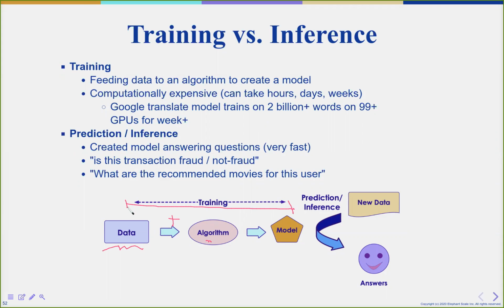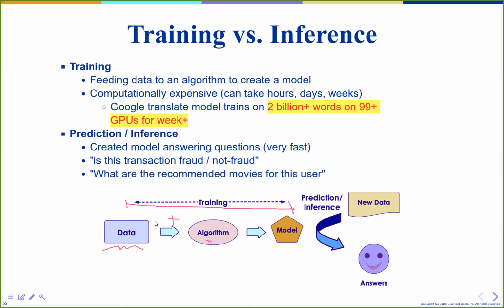And this is the most computationally expensive operation in AI. Just to give an example, take a look at the Google Translate model. This is kind of on the other end of the spectrum, but it gives you an idea. The input data is 2 billion words, and they train on about 100 GPUs for 1 week. That's the kind of training we're talking about. It takes an enormous amount of compute power. Depending on the data and the algorithm, some trainings can take days or weeks to train a model.